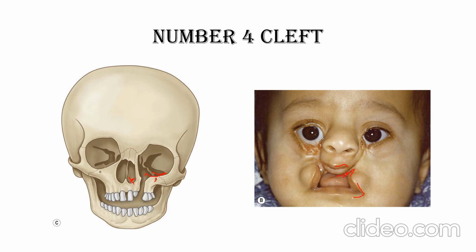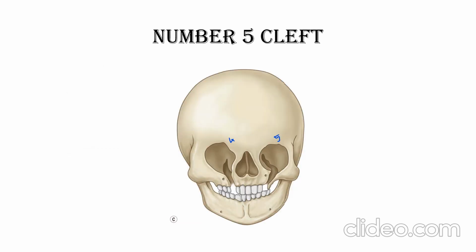Okay, so this is all about cleft number 4. It just starts between the lateral incisor and canine, extends through the maxillary sinus to the infraorbital rim, just medial to the infraorbital foramen. Moving further, this left side, that is our right side, would be your cleft number 5. Here it's your cleft number 4. So what's the difference? This is just medial to the infraorbital foramen. Here it is lateral to the infraorbital foramen. So that's the main difference.